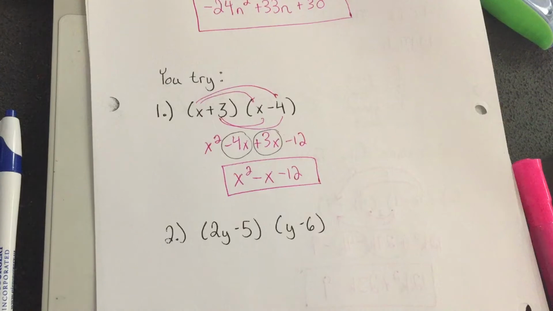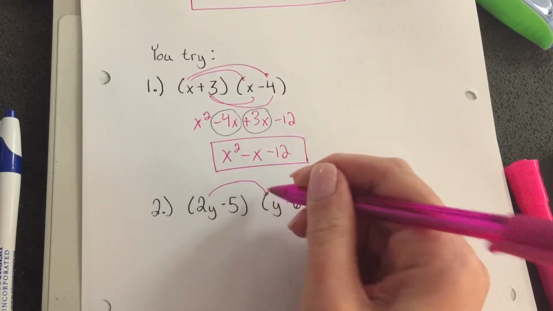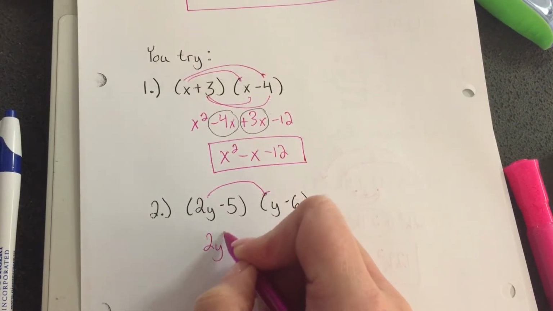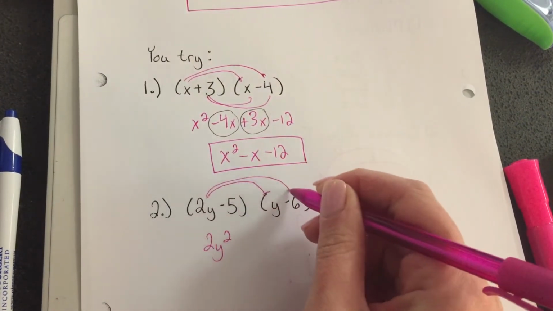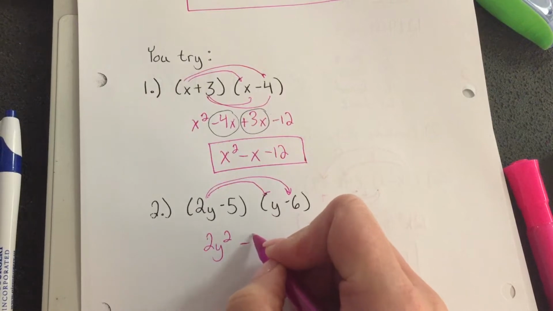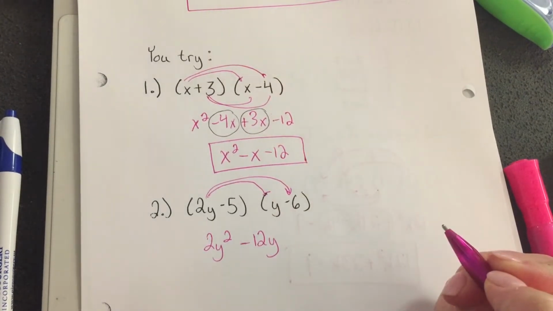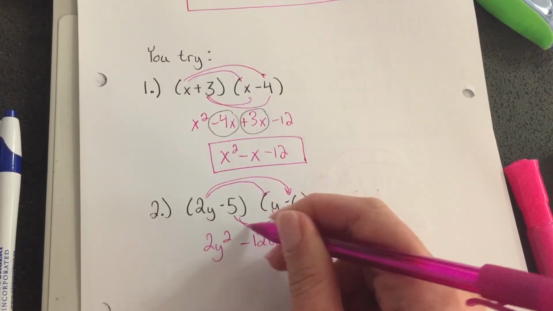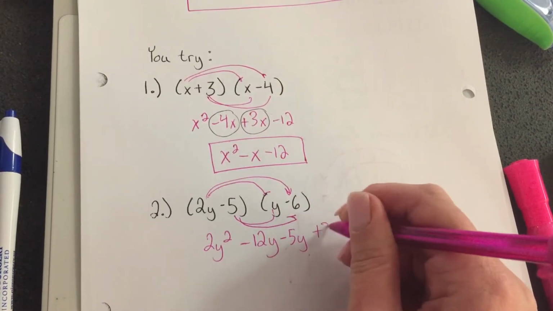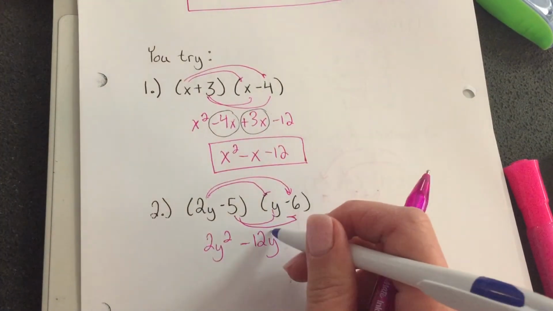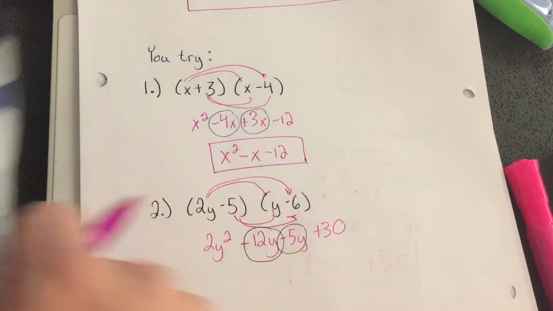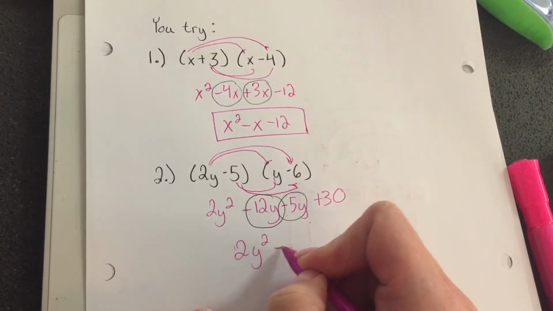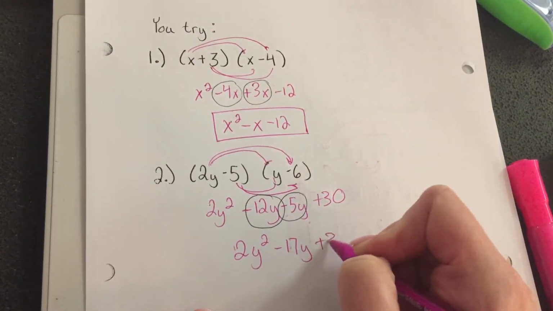Okay, let's go again. First is going to give us 2y squared, outside negative 12y, inside negative 5y, and last is a positive 30. Combine like terms, make sure we take that sign in front: 2y squared minus 17y plus 30.